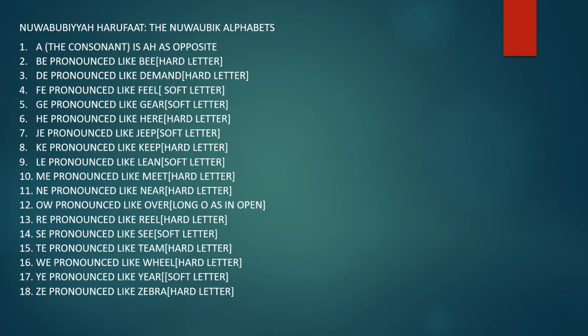The word for bananas in Nuwaubik is spelled M-O-W-Z, and it's pronounced mose. So that's that O-W sound.